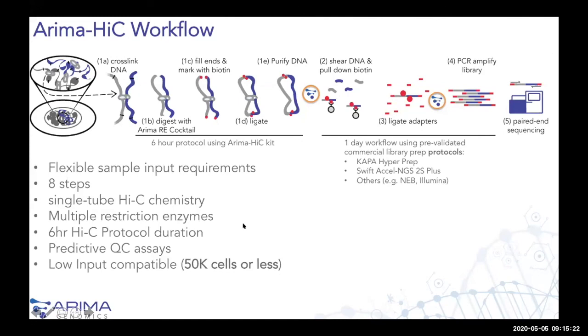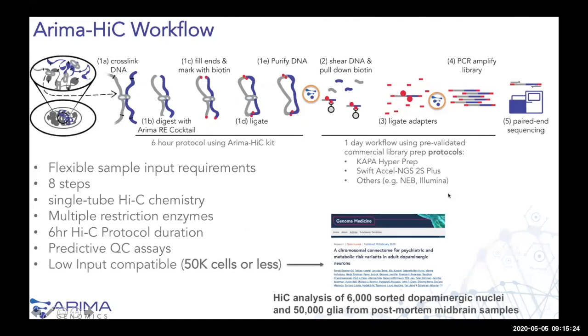I did mention that we have low input protocols. We've gone down to 50,000 cells or less. I would just point you to a recent publication there from the Akbarian lab that I mentioned earlier that had used our kit for Hi-C analysis of 6,000 sorted dopaminergic nuclei that were harvested from postmortem brain samples. And we offer this technology as both a kit and a service format.